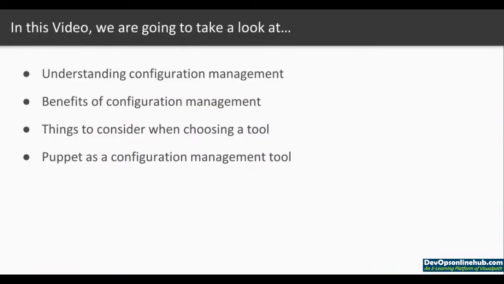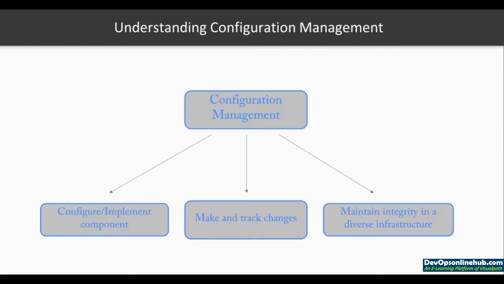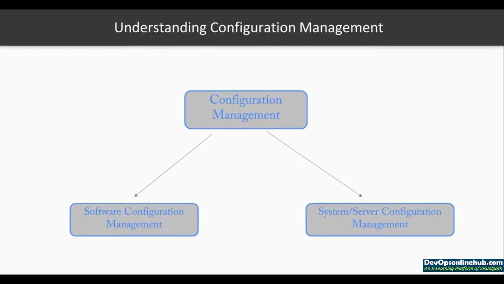In this video, we will learn about what configuration management means, the benefits of configuration management, the things to keep in mind when choosing a config management tool, and finally, we will learn about the position of Puppet in the ecosystem. Let us first understand what configuration management means. Configuration management is the process of maintaining the state of a system or an application. It involves configuration of a component, implementing and tracking changes made to that component, and maintaining an integrity with the rest of the infrastructure. There are two types of configuration management.